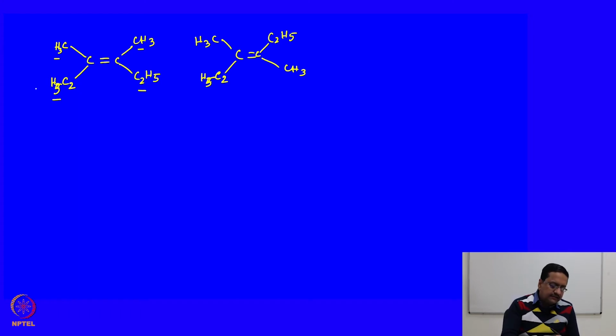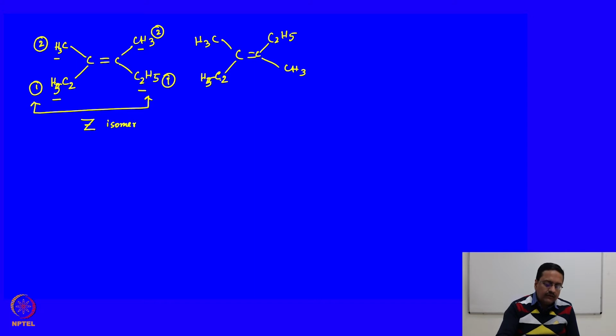So, here in this case the C2H5 group has higher priority over the methyl group. Here also C2H5 has higher priority over the methyl group. So, here the two high priority groups are on the same side, so we call this a Z isomer, while here the high priority groups are on the opposite sides of the double bond, therefore, we call this the E isomer.